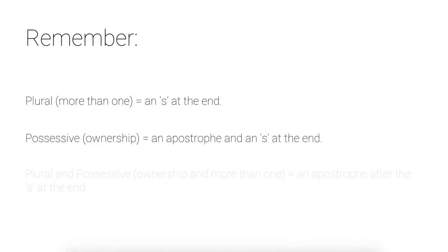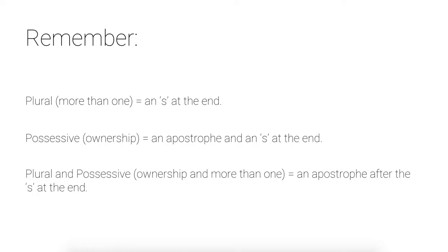Possessive nouns, which show ownership, have an apostrophe and an S at the end. These are the nouns that say the girl's dog. So the girl owns the dog. The girl somehow possesses the dog. And then we also have nouns that are plural and possessive. This is where there's more than one of the noun, and all of them have ownership over another object. In this situation, we put an apostrophe after the final S. So we add an S to the end of this word, and then we put an apostrophe after it.